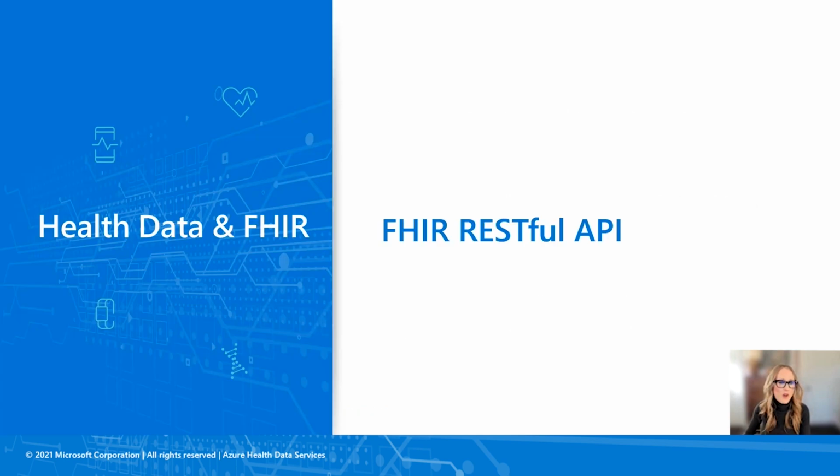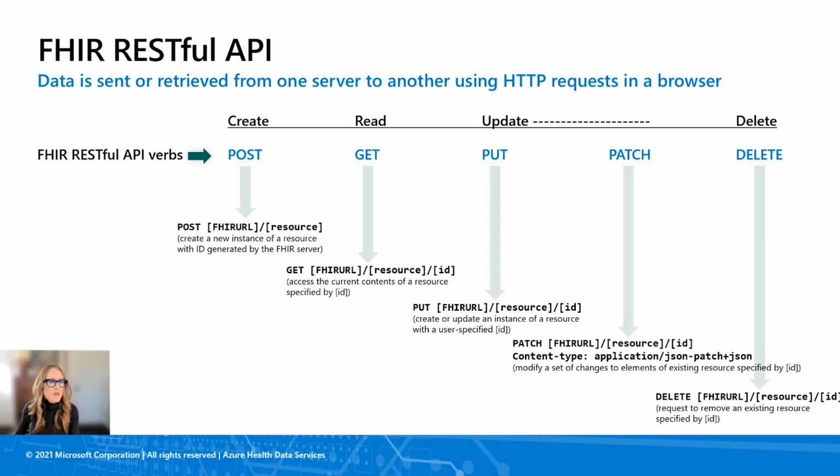So now we'll look at FHIR as a RESTful API. We've talked about what resources are, how resources are defined from a jurisdictional perspective, the role of regulation, but how does FHIR data actually move across a system? When we think about FHIR as a RESTful API, data is sent or received from a server to a client on an HTTP request.